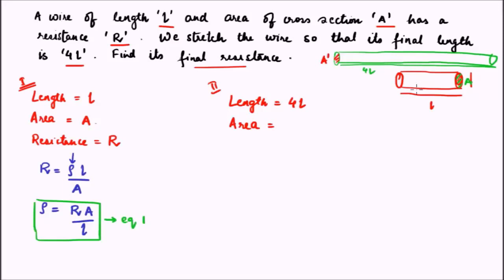So what was the initial volume? The initial volume was area times length, AL. What is the final volume? Let the final area be A dash and the final length is 4L. So A dash times 4L. This will give me A dash is equal to A times L upon 4L, which is A upon 4. So my area has reduced by a factor of 4 when my length increases by a factor of 4.